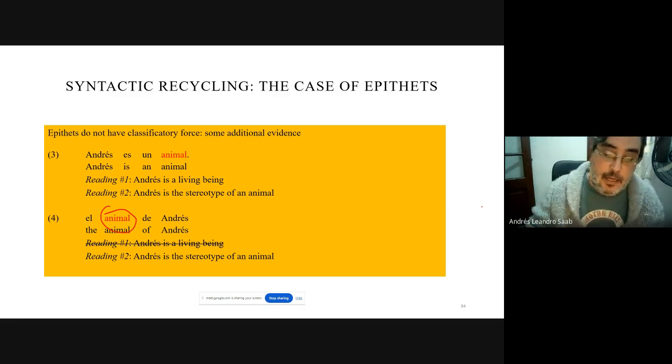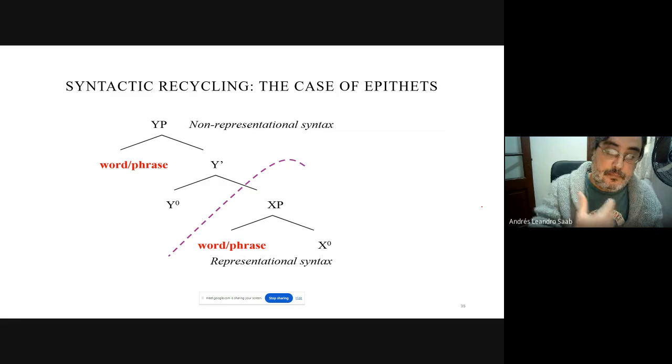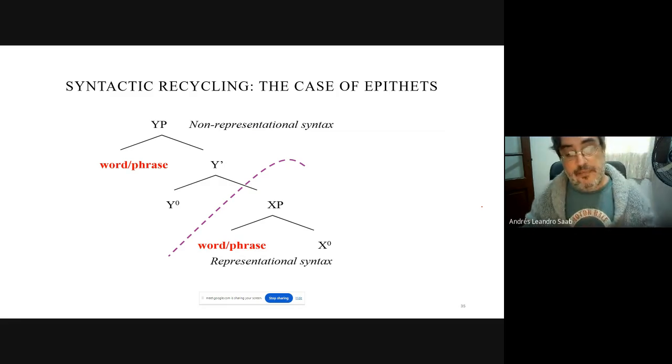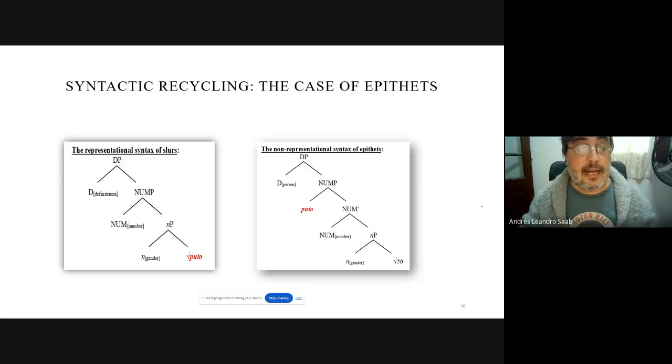So again, this basically gives you the flavor, the idea I want to push here, which is basically that there is a way to get non-representational meaning just by externally merging stuff in positions which are non-representational, which are non-predicative, or which are non-truth conditional. So for the case at hand, you basically have a regular nominal syntax for slurs, like "el puto" here.